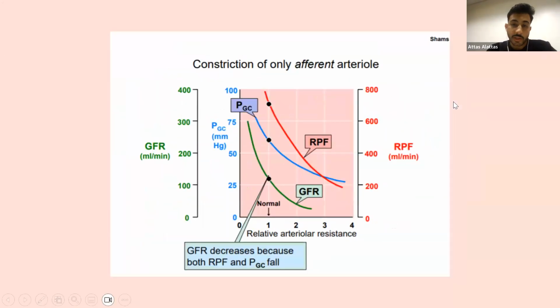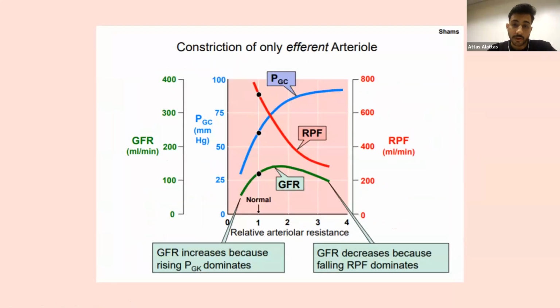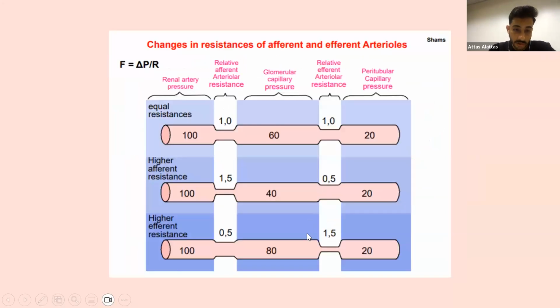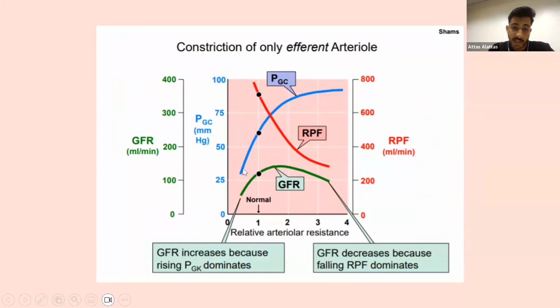Okay. Now that we're done with the afferent arteriole, let's move on to the efferent arteriole. In the efferent arteriole, you're constricting after the glomerular capillary. So the blood will be flowing more into the glomerular capillaries, and this will cause the hydrostatic pressure to increase. This is what happens. The hydrostatic pressure will increase.